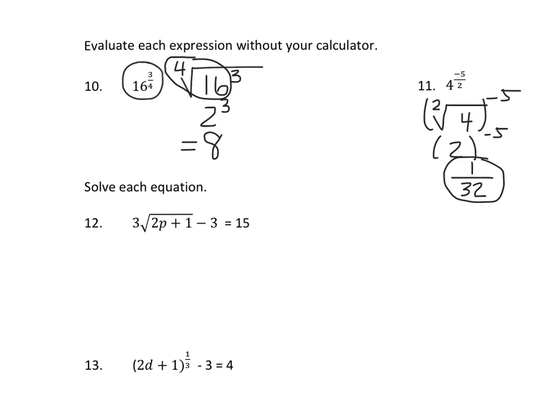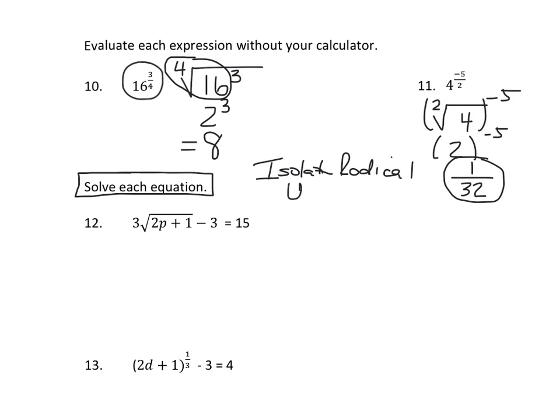Next problem is solving radical equations. So to do this, we're going to isolate the radical. We're going to undo the radical and then solve and check. So for number 12, I'm going to want to isolate or get this radical part right here by itself. So I would add 3 to both sides, and then I would divide both sides by 3.